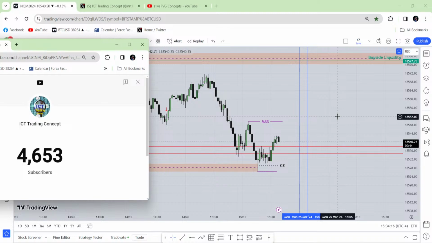So, logic for the setup. Which setup did you say? The market has taken the liquidity. I'm waiting for the market structure shift. I have this clean buy side liquidity. I'll go for that, if you're asking for that.